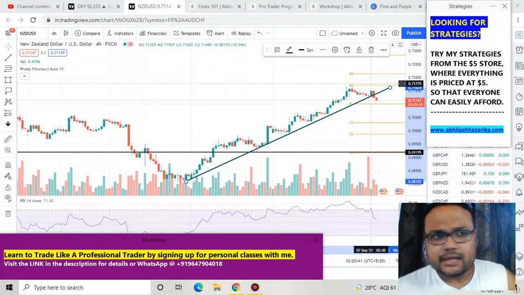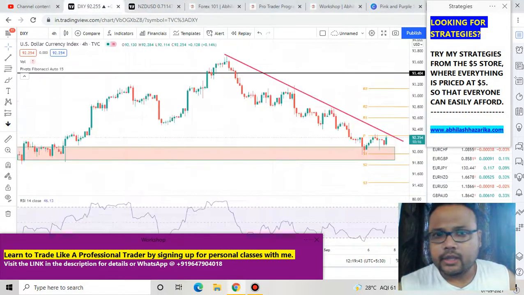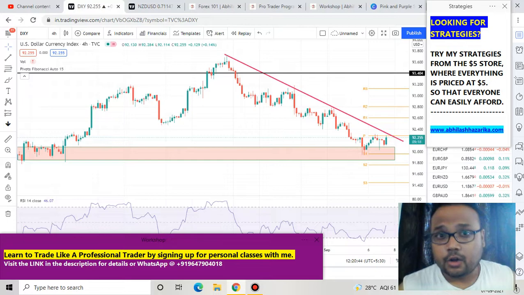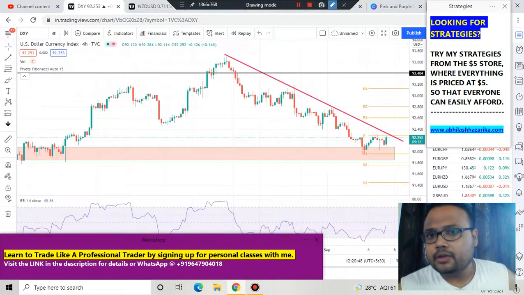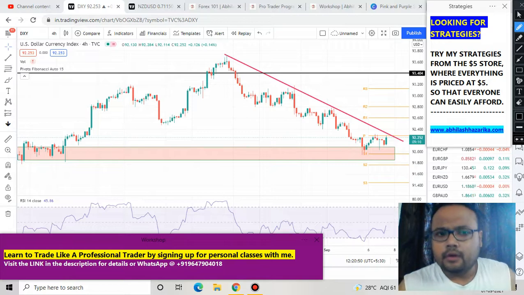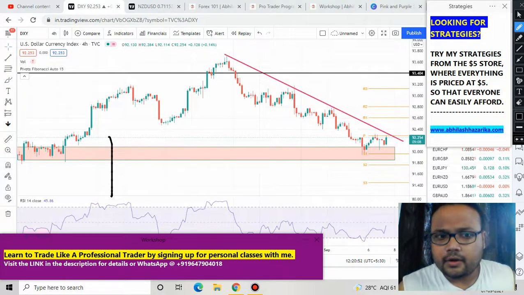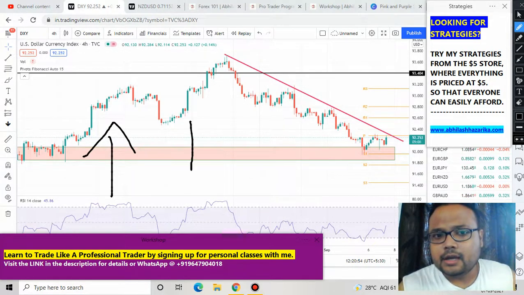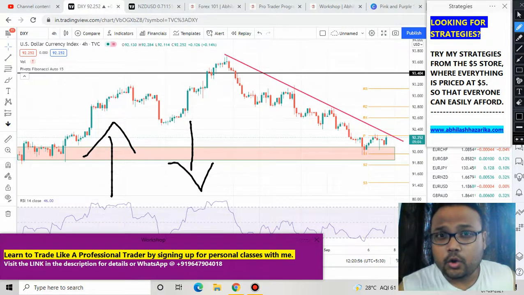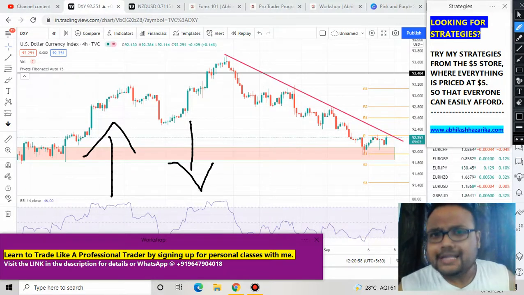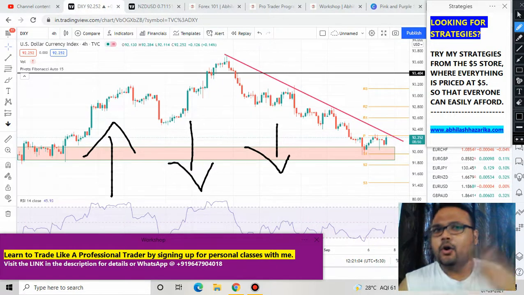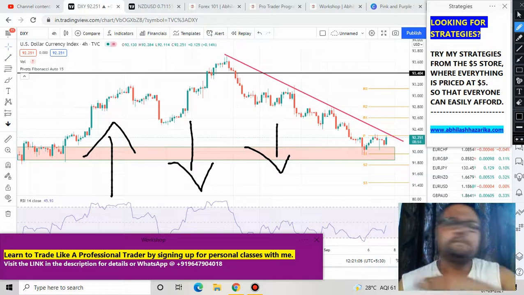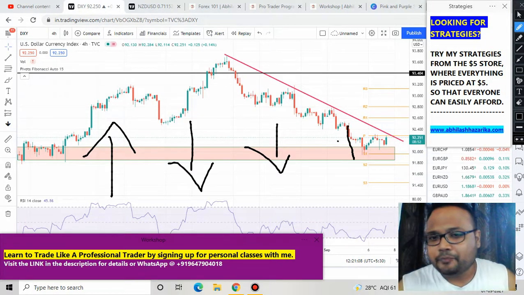To understand the chart of NZD USD well, we need to understand the chart of the US dollar, because the US dollar has a correlation with the New Zealand dollar. In general, whenever the US dollar goes up, currency pairs like Euro USD, Gold USD, GBP USD, NZD USD go down. And when the dollar goes down, currency pairs like NZD USD, AUD USD, Euro USD, GBP USD, they go up.